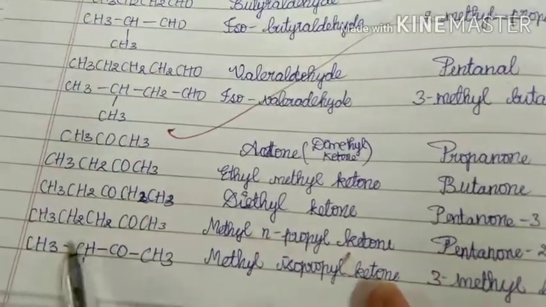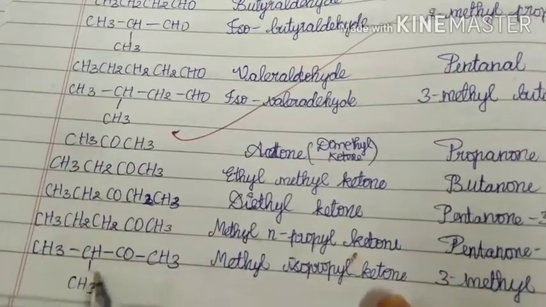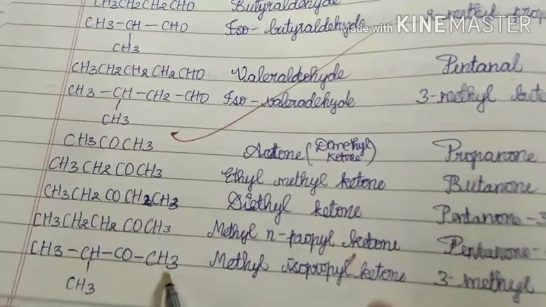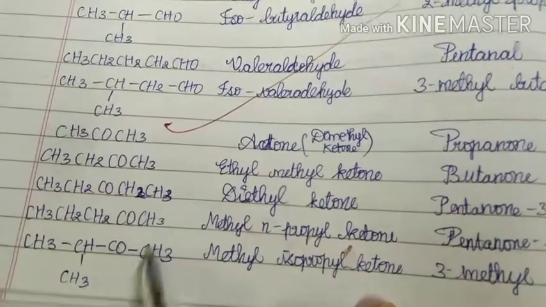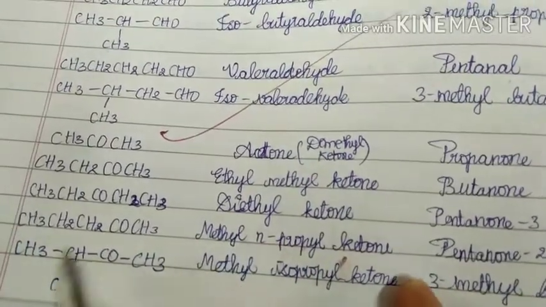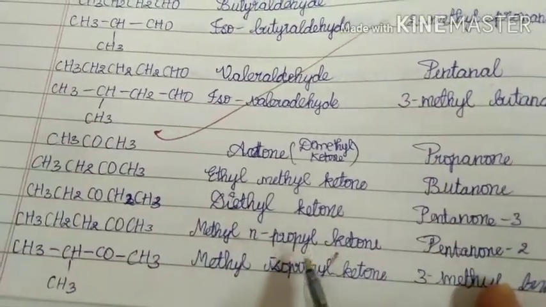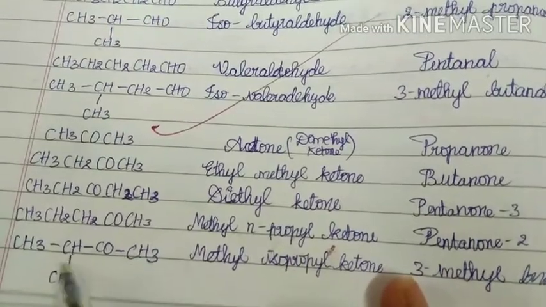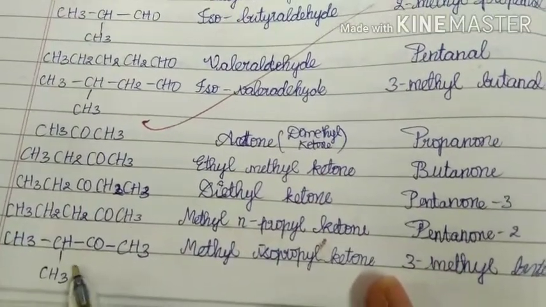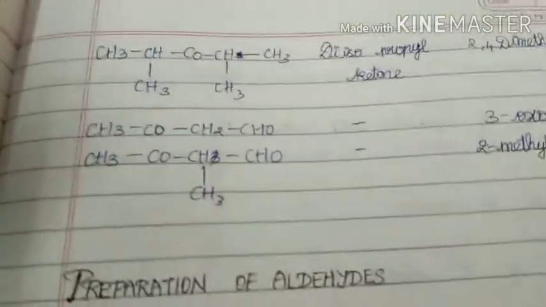Next, this is isopropyl and methyl, two alkyl groups are there. Isopropyl, methyl. Which comes first as per alphabetical order? Methyl comes first. So methyl isopropyl ketone. See, that is the common name. Then what about the IUPAC name? We give number from right to left. 1, 2, 3. So 3-methyl 2-butanone, or 3-methyl butanone.